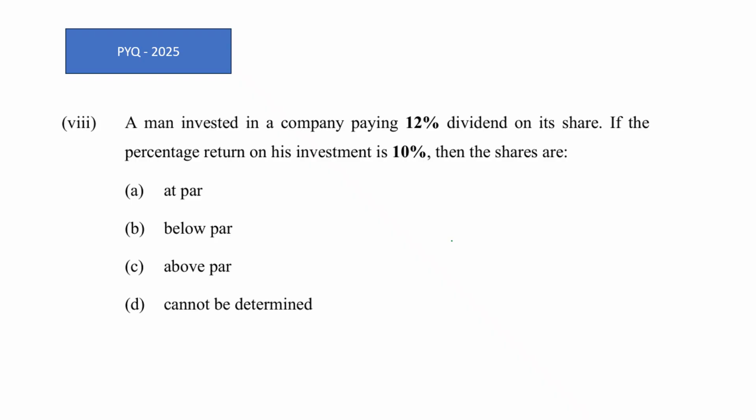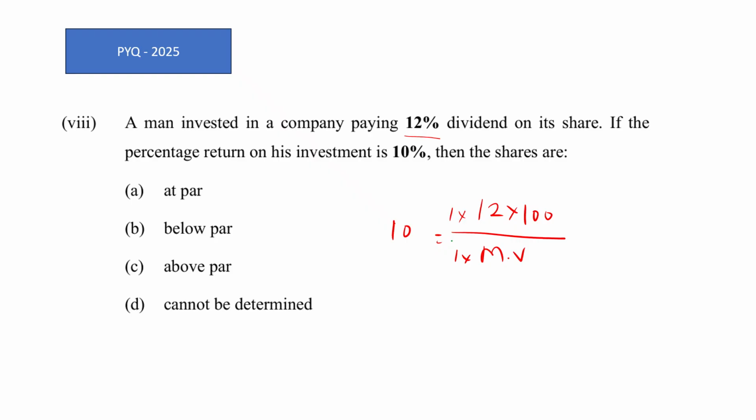In PY 2025, it has been asked, a man has invested in a company paying 12% dividend. So now if we say NAV value is 100, it is giving me 12% dividend. I have just purchased one share and the market value of one share will be 1 into market value, and this return percentage is 10%.